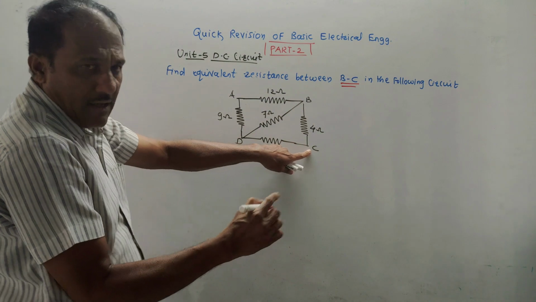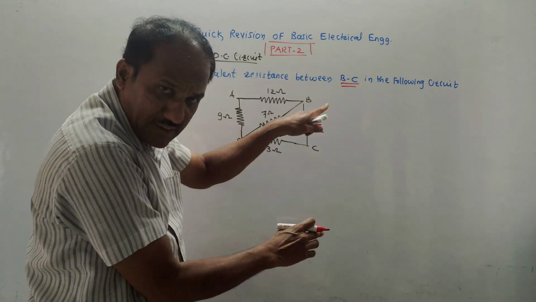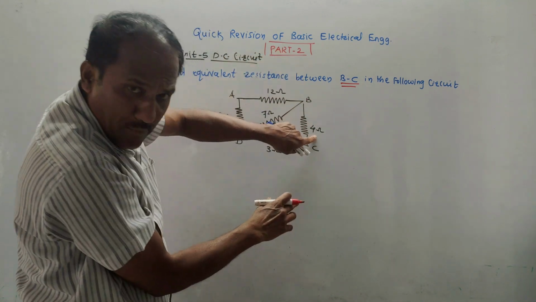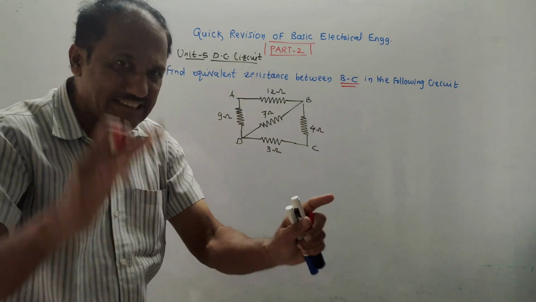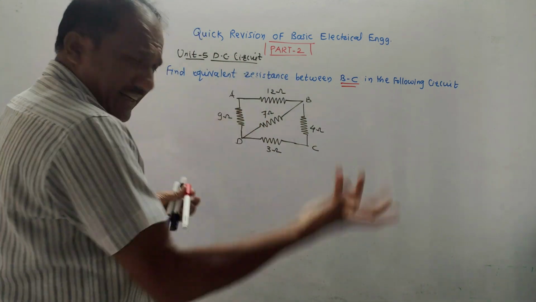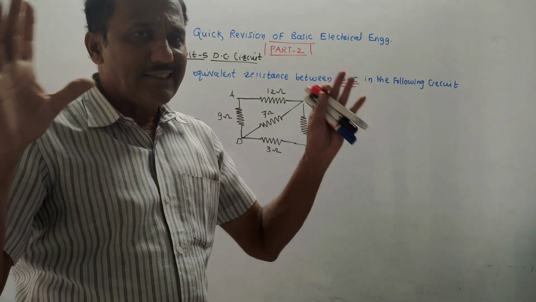This is BC. When the points are given in the question, do not start simplifying the network from those points. So BC points, 4 ohm resistor, I will keep it as it is till the end. This is the first clue. Now, think like this. Can you take any series or parallel combination? No, make the thing simple.